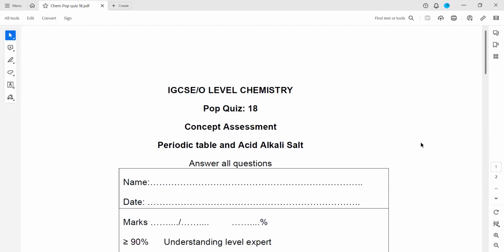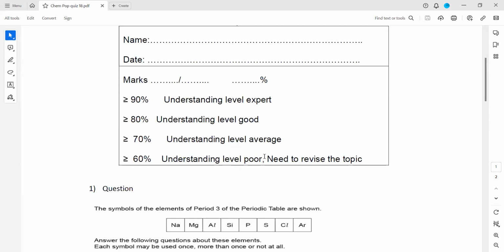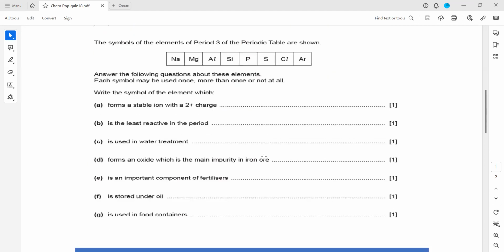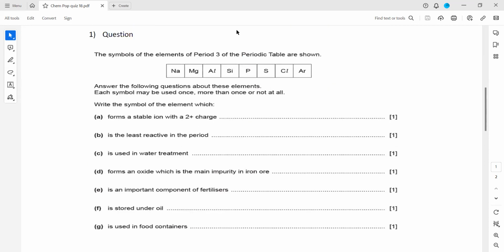So first, starting with a discussion of the pop quiz, which was related to the periodic table and acid, alkali, and salt. In the first question, using the information, you have to identify the elements from period 3. Period 3 includes sodium, magnesium, aluminum, silicon, phosphorus, sulfur, chlorine, and argon.